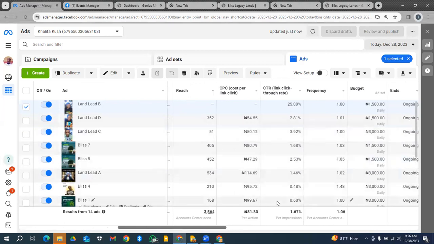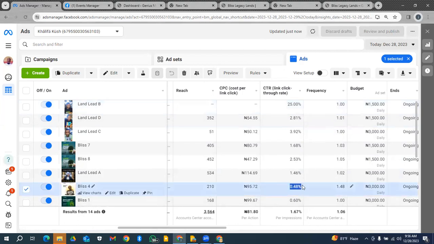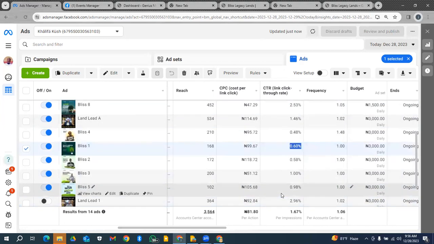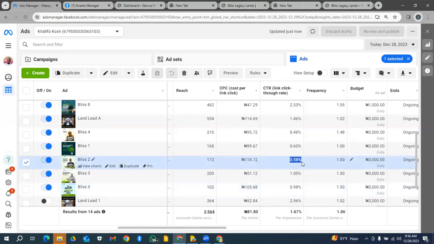On a normal day, a good CTR should be above 2%. However, if you have 1 point something percent, it's still okay. You can manage it. But anything under 1%, 0.48, 0.6, those are not working. Look at them here, 0.5. I can leave this because I think it might increase, but most of the time I don't think this ad is working. So you can see 0.58, which means if 1,000 people see your ad, only 0.58% will move to your landing page. That's really, really small.